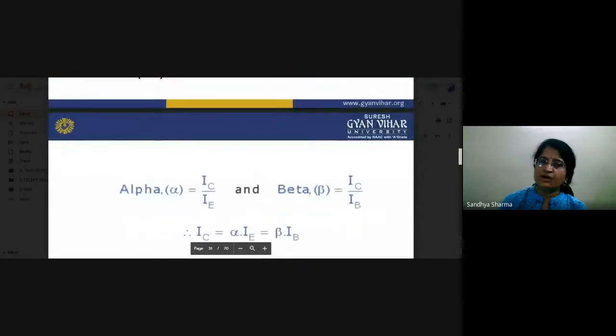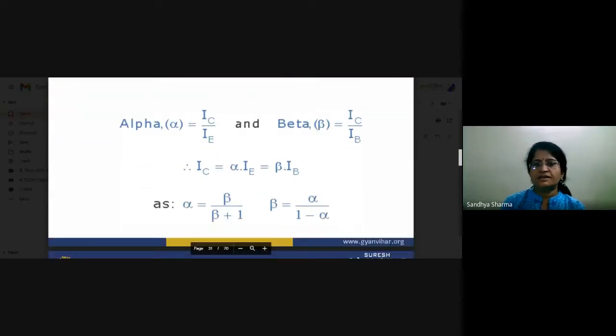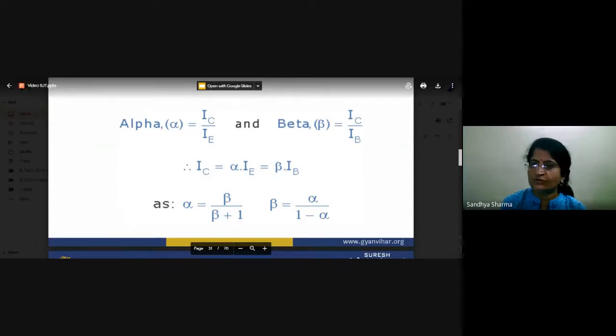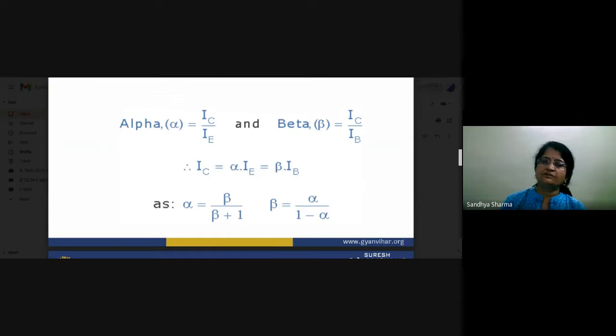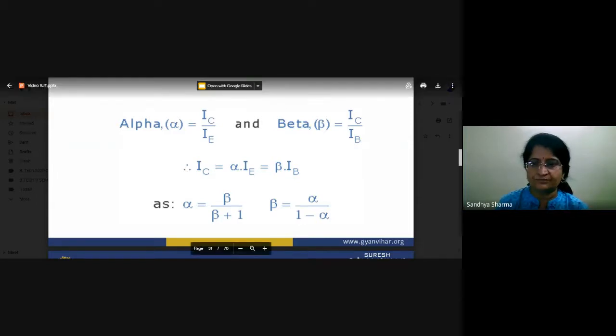Alpha is equal to IC upon IE, and when we talk about beta, that is equal to IC upon IB. You can also take the relationship between these two by changing the parameter in terms of the other. Alpha is equal to beta upon beta plus 1, and beta in terms of alpha is alpha upon 1 minus alpha. So both parameters can be converted in terms of each other.